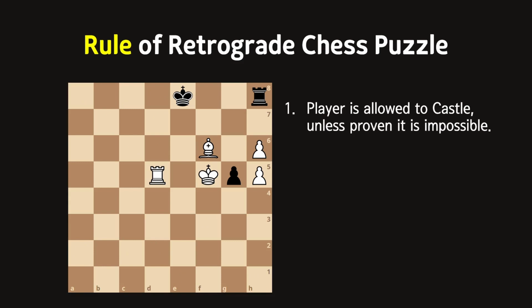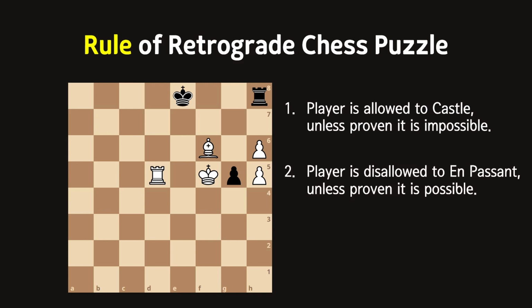So that was the first rule of the retrograde chess puzzle. The second rule is about en passant. Like castling, en passant requires information about the very last move, which we don't know, so we just assume that en passant is impossible unless we can prove the last move was the pawn moving 2 squares. In this example, assuming it is white's turn, we might want to en passant to threaten checkmate. It looks possible, but we are unsure whether black's last move was the pawn g7 g5 or not. So in this case, white is not allowed to en passant.